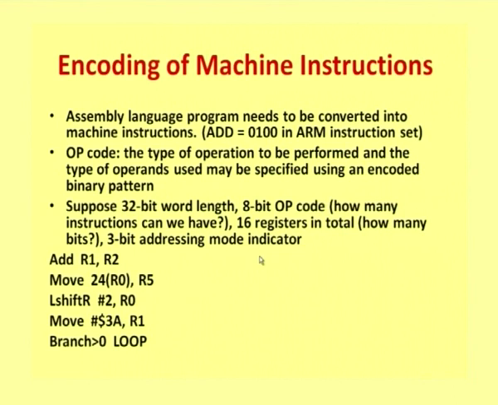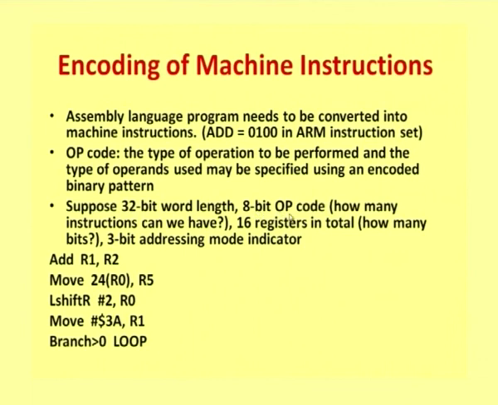Let us say, for instance, I am looking at a condition like this. I have a 32-bit word length for my instruction. Suppose a 32-bit word length is specified and you have an 8-bit opcode, which means I have an 8-bit value specified for the opcode position, and I have 16 registers in total and a 3-bit addressing mode indicator. In this case, what would my instruction format look like? Let us just go through this again. My total word length is 32 bits, so my instruction word length is 32 bits and I have 8 bits for the opcode.